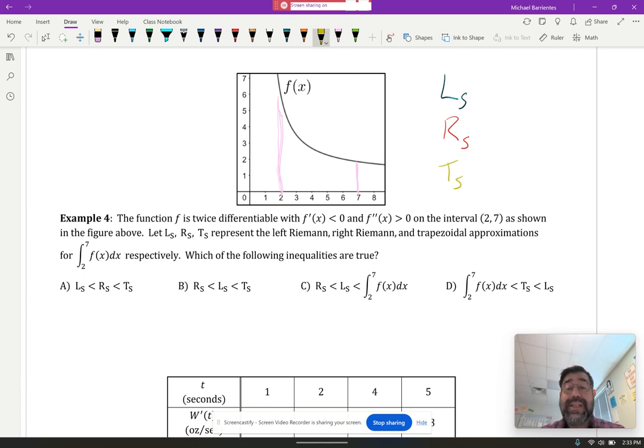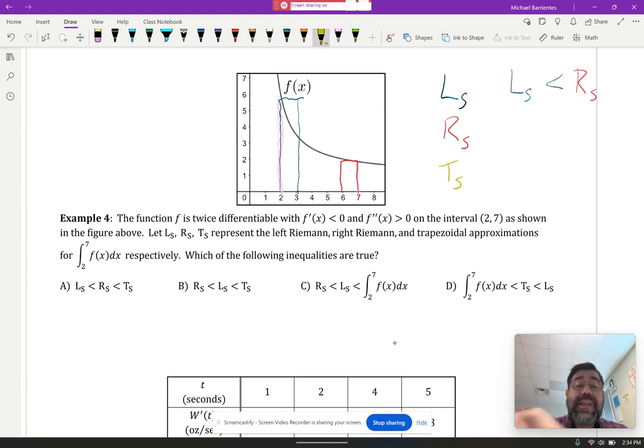Okay, so let's see. L of S would be the left-sided. Well, this is decreasing. We said when it's decreasing, my rectangles are going to be overestimates. R of S would be the right rectangles. The function is decreasing. That means this is going to be an underestimate. And so far, I have L of S has to be greater than R of S. And now the question is, where does T of S come into play?